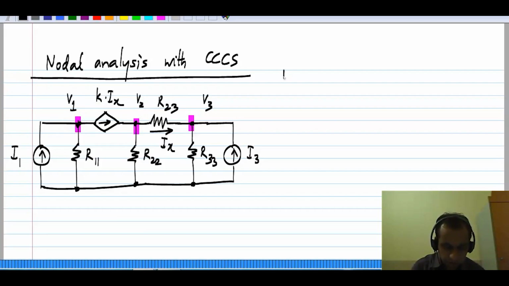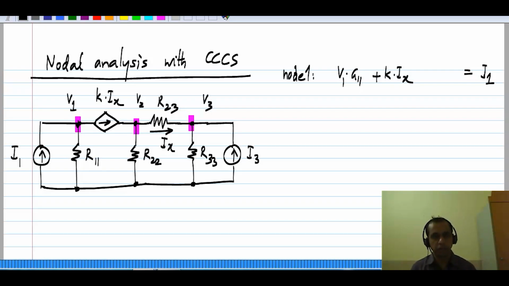So if I write for node 1, the currents flowing away from the node, I will have V1 times G11 through this resistor plus K times Ix through the control source to be equal to I1, the independent source injected into node 1.